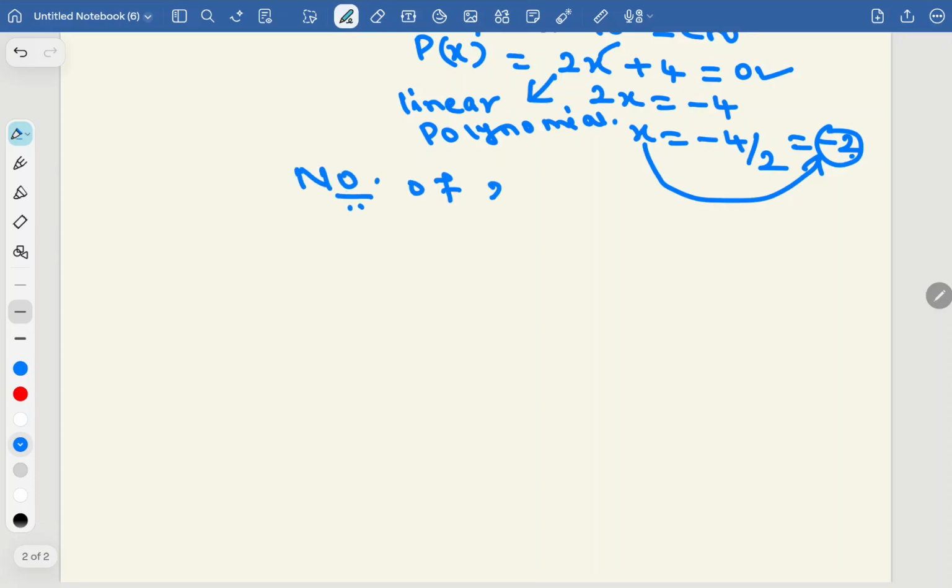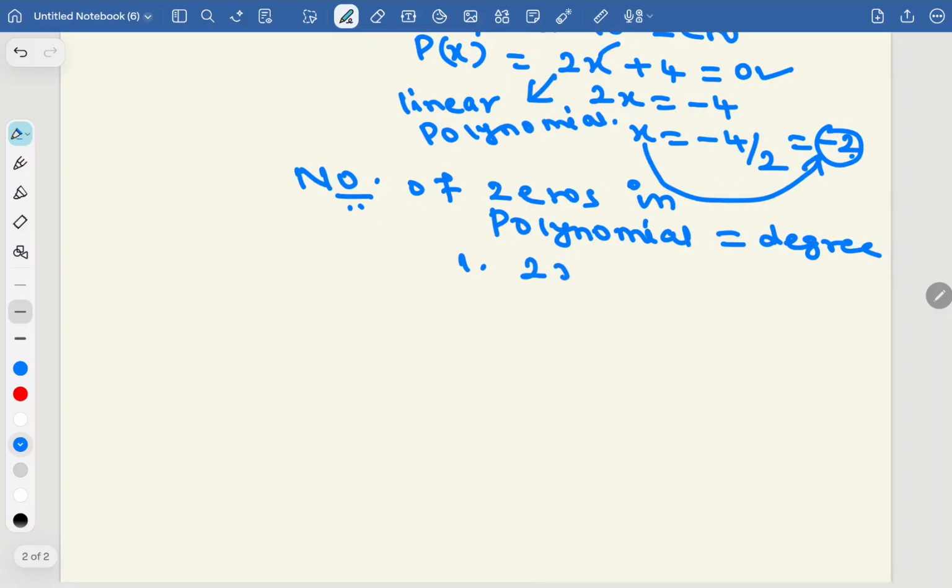Number of zeros in a polynomial equals its degree. If you want to find the number of zeros straight away from the polynomial, see the degree, that should be the number of zeros for that polynomial. For example, 2x plus 4, which is linear, power is 1. Here the number of zeros is 1.